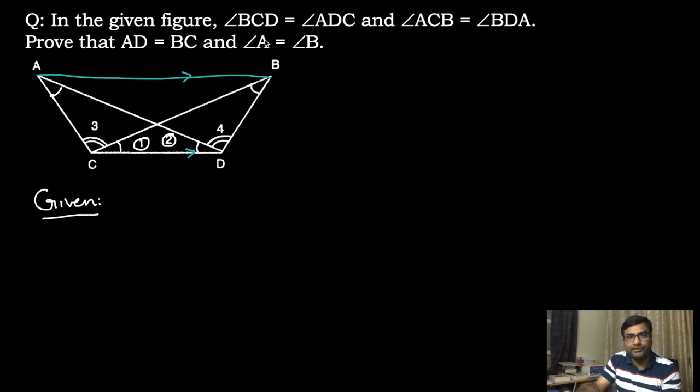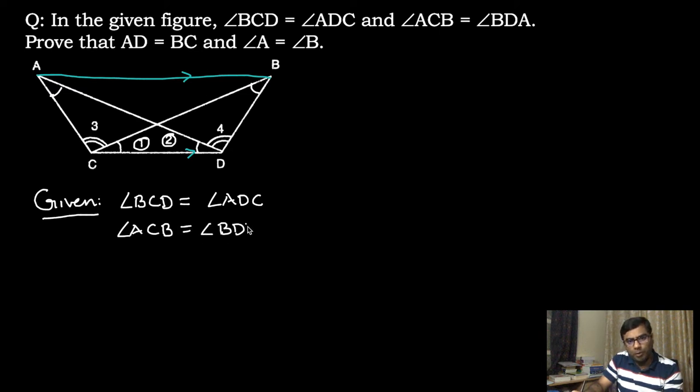So what's given? In the given figure, angle BCD is equal to angle ADC. That's very, very good. Now, another one is angle ACB is equal to angle BDA. So don't just copy, also get that clarity from the figure. Trace it out. The moment I say ACB is equal to BDA, trace it out. ACB and BDA, which are also highlighted as 3 and 4. Fair enough.